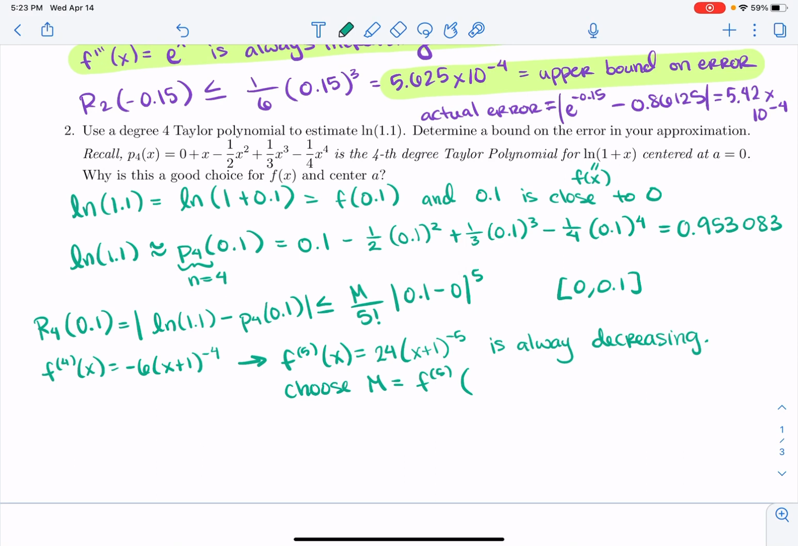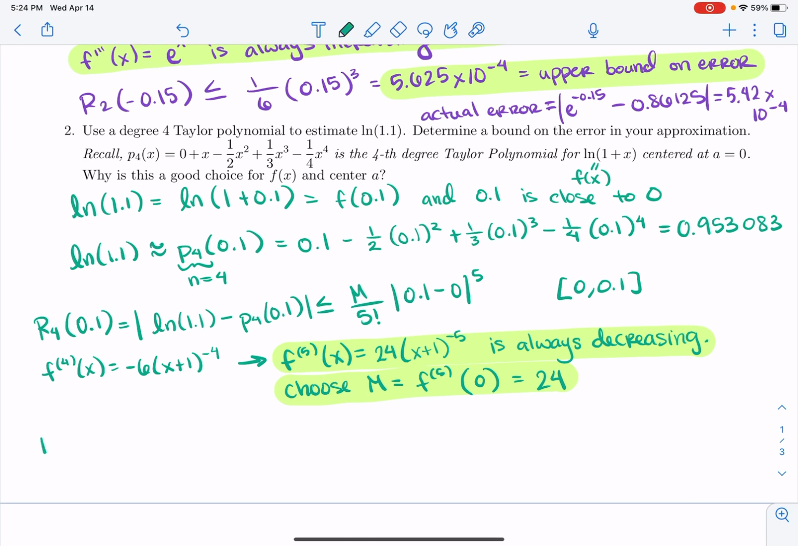It's decreasing, so that means it's going to be a larger value at 0 than at 0.1. And if we plug in 0 into x plus 1, we just get 1. So 24 times 1 to the minus 5 is just equal to 24. So that's our m value. So there's our justification, and we're going to do that.